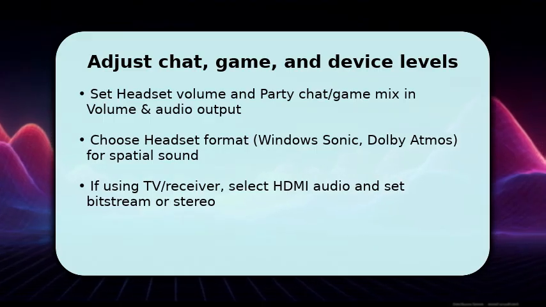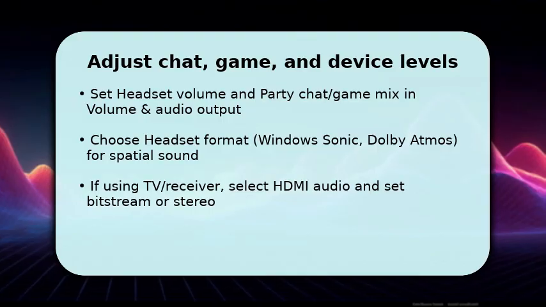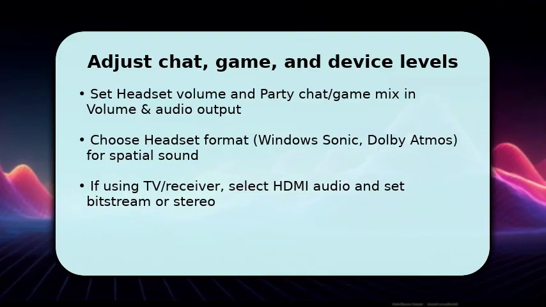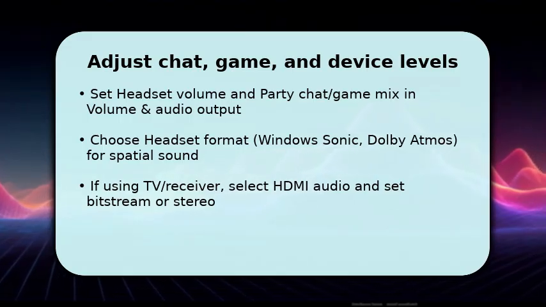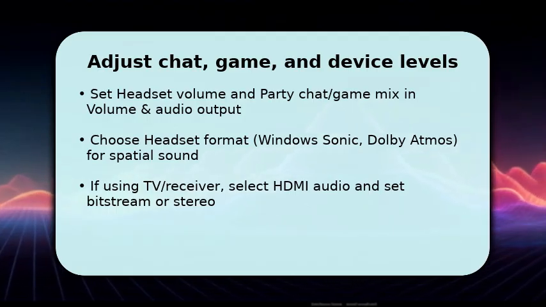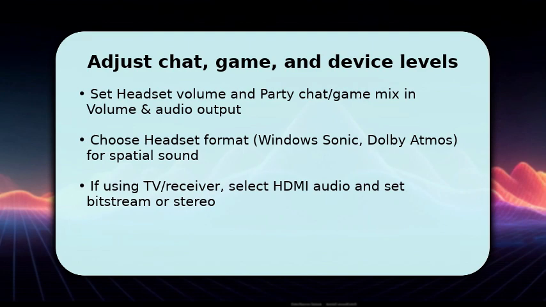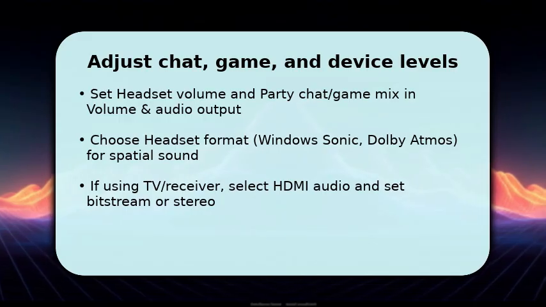Choose a headset format, Windows Sonic, Dolby Atmos, or stereo, because different formats affect perceived loudness and clarity. If you use TV or AV receiver, select HDMI audio and pick bitstream or stereo output to match your device. These choices determine noise floor, dynamic range, and how channel blending affects volume perception.